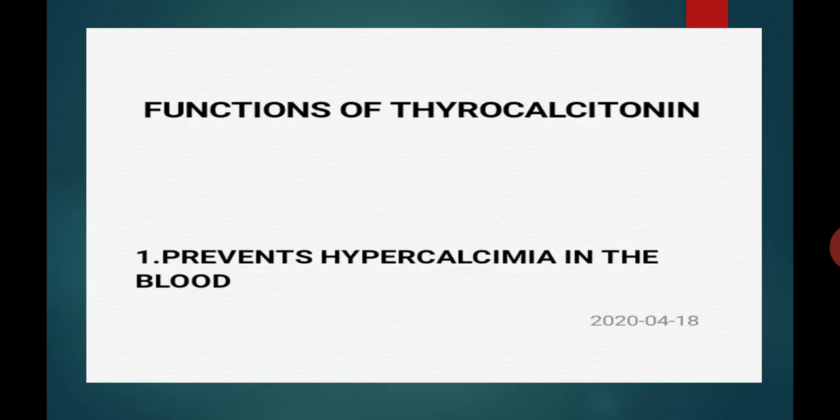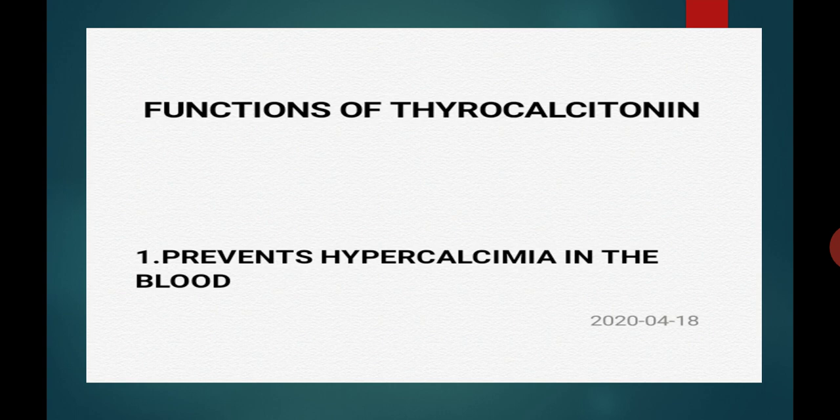Let us move towards the functions of thyrocalcitonin. As I said, parafollicular cells or C cells secrete one important hormone called thyrocalcitonin, which is also called calcitonin. So thyrocalcitonin is secreted by the parafollicular cells of the thyroid gland. These are a special type of cells of the thyroid gland.